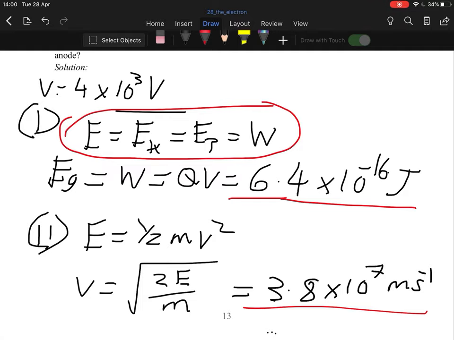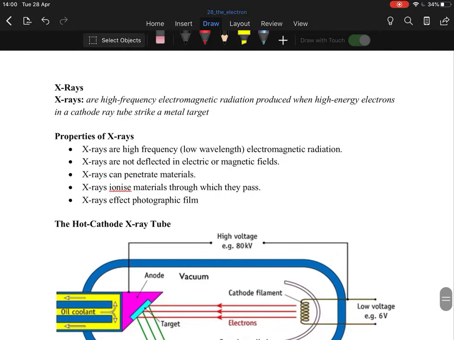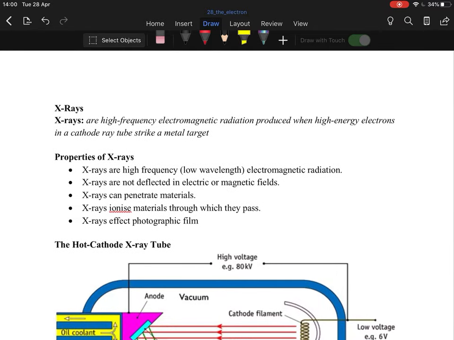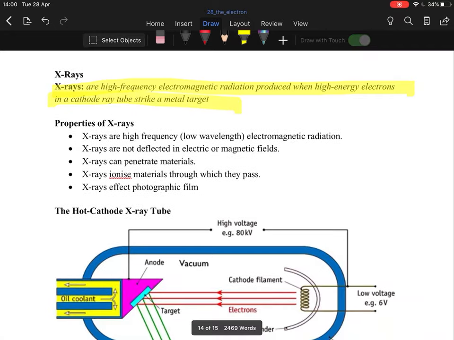There you go. So what everyone forgets about these is energy equals energy equals energy. Work done equals energy gained equals potential energy equals kinetic energy. They're all linked. Joules equals joules. So X-rays. So this came up. It's been a while since it came up in an exam. No harm to go back over.